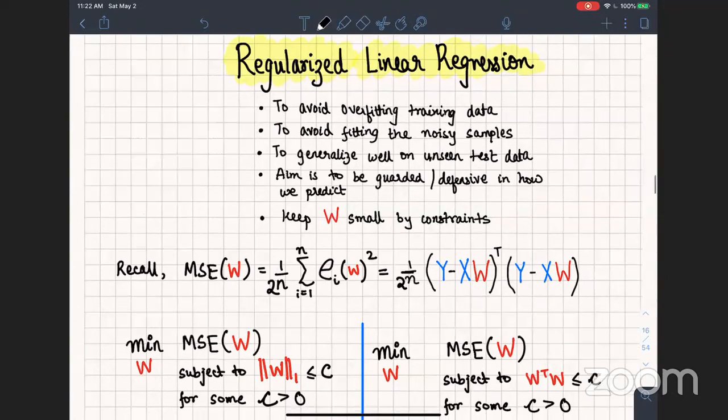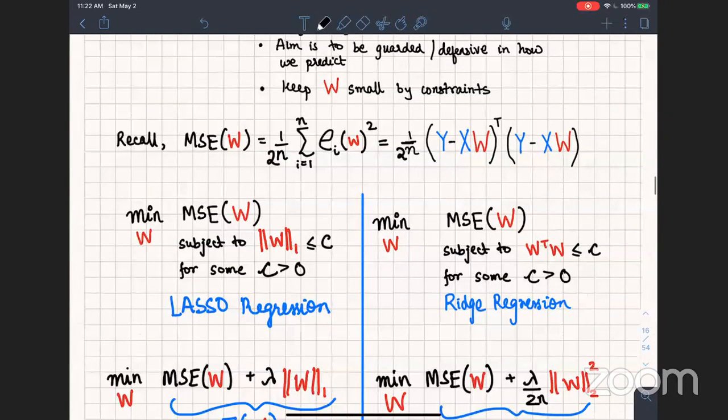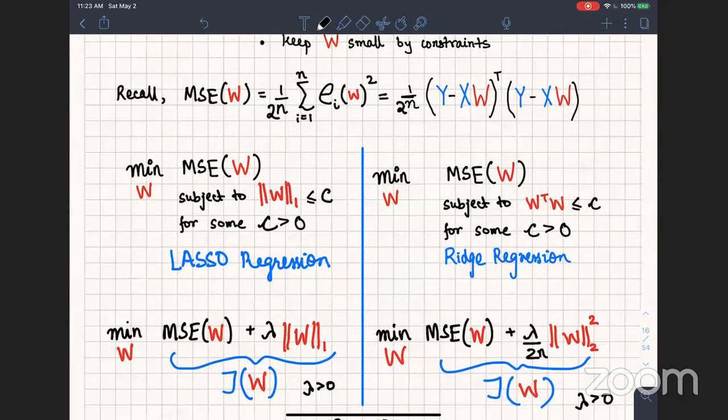So how we do this in regression is, let's start with MSE, the mean squared error we saw before. There are now two techniques, left and right. We have to minimize MSE, but now subject to some constraint. On the left-hand side, we are trying to constrain the sum of absolute values, or L1 norm, of W, which is less than or equal to some constant C, where C is greater than zero. So we make sure that the sum of absolute values of the parameters is constrained. This is called lasso regression in ML, or statistics.